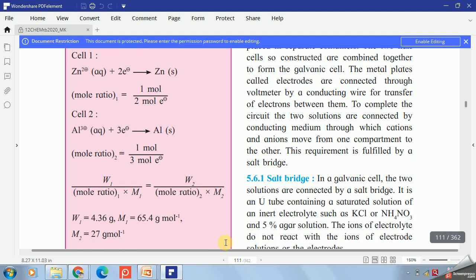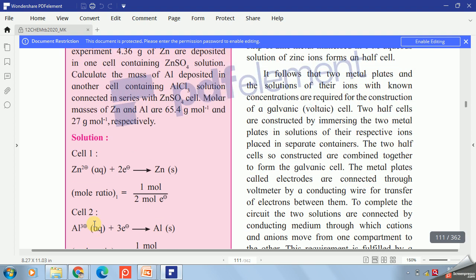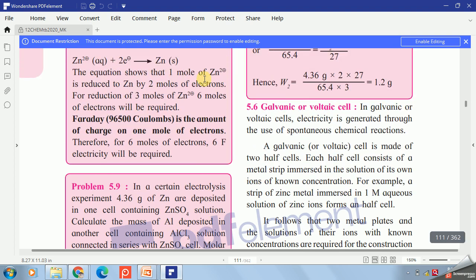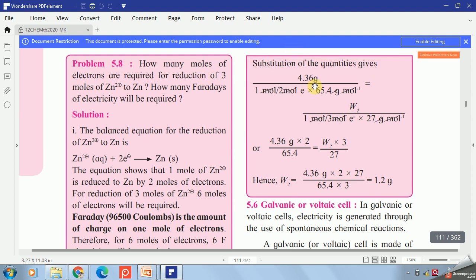So the molar mass of zinc is given, 65.4 gram, and that of aluminum is 27 gram per mole, that is M2, and the mass of zinc is given, 4.36 gram. So you have to find out W2 for aluminum. The mass of aluminum deposited in the second cell is to be calculated. So substitute the values. What do we get? 4.36 divided by 1 by 2 electron into 65.4 gram per mole is equal to W2 divided by 1/3 electron into 27 gram per mole.